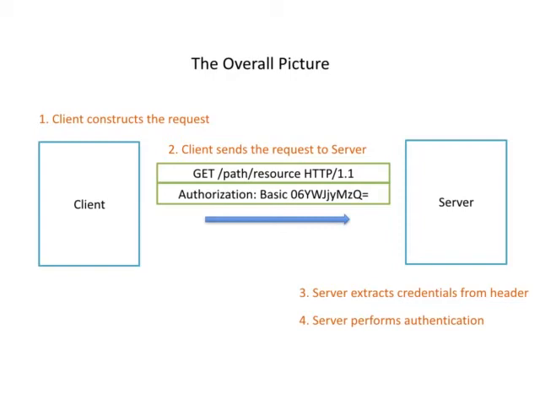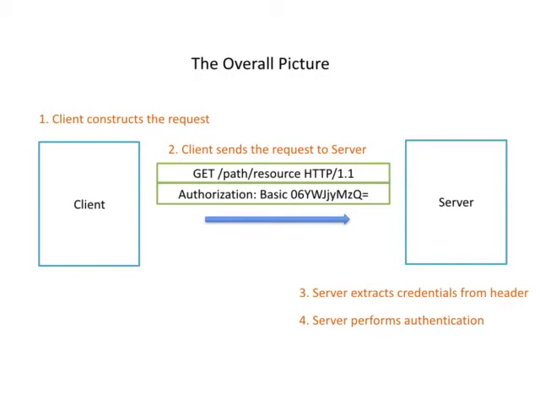Now we have enough of the information and knowledge to see the overall picture. So this is what happens. The client program constructs the request. The request contains the HTTP method and the resource to be requested, and importantly in our case it contains the authorization header. The client sends the request to the server.